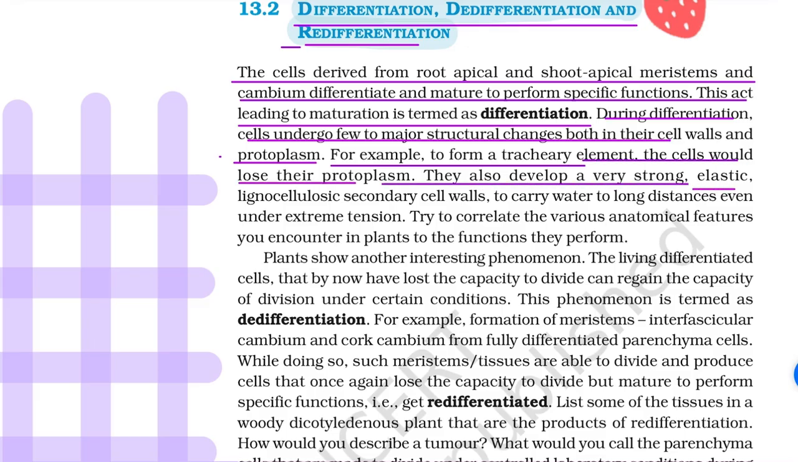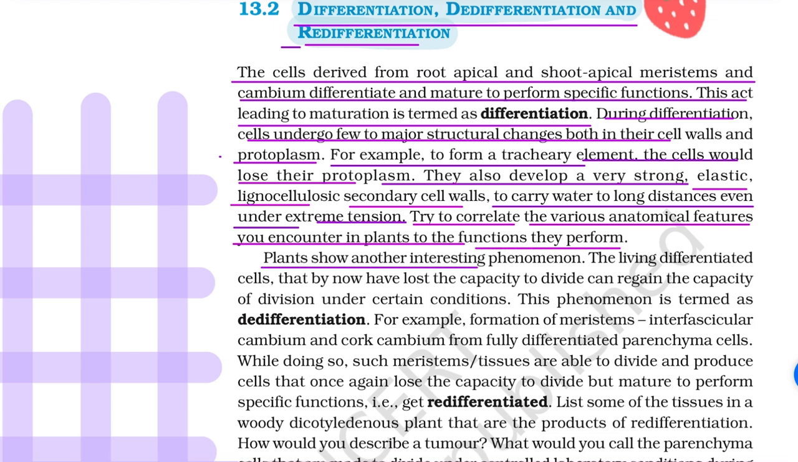They also develop a very strong elastic lignocellulosic secondary cell wall to carry water over long distances, even under extreme tension. Try to correlate the various anatomical features you encounter in plants to the function they perform. Plants show another interesting phenomenon. The living differentiated cells that by now have lost the capacity to divide can regain the capacity of division under certain conditions. The phenomenon is termed as dedifferentiation.